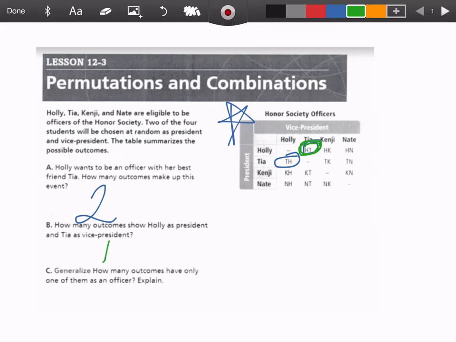How many outcomes have only one of them as an officer? So we're going to look through this chart and see how many we have where only one is an officer. So Holly is president here. And then we have Tia being president. So now we're up to 4. And then we also could have Holly being vice president. So that's 6. And then Tia being vice president. That is 8. So there are 8 possible outcomes that have only one of them as an officer.